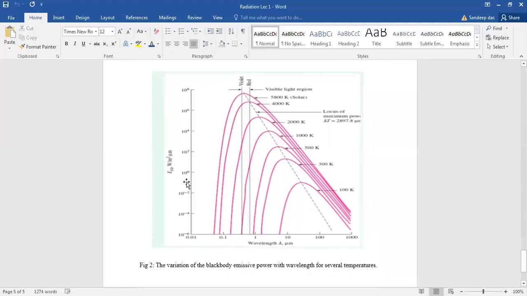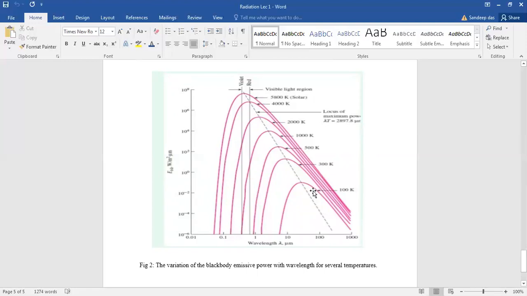Here in the y-axis there is spectral emissive power, that is E_b with respect to lambda, and in the x-axis there is wavelength, and we have got several plots at different temperatures. Let us say 100, 300, 500, 1000, 2000 till 5800, which is the average temperature of the sun.